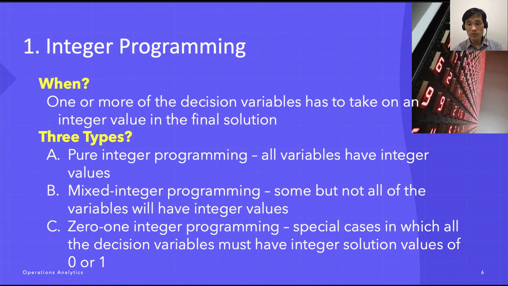Mixed integer programming is cases in which some but not all of the decision variables are required to have integer values. So some of them are continuous variables, some of them are integers. And in that case, we also will learn how to run integer programming there. 0, 1 integer programming is binary programming, special cases in which all the decision variables must have integer solution values of 0 or 1. And we will look into these topics one by one.